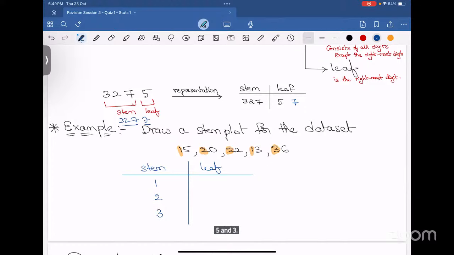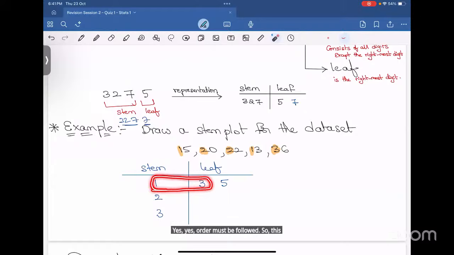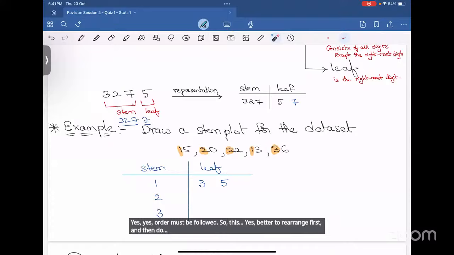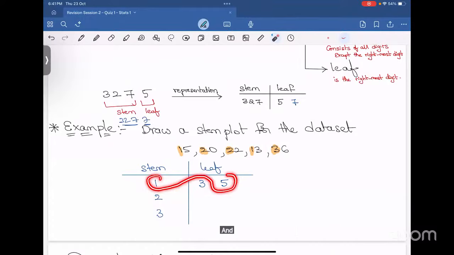So there is 15 and 13. So 3 and 5 are the leaves for the stem 1. So what we write is we will write them in order: 3, space, 5. Order must be followed, right? Yes, order must be followed. So better to rearrange first and then do. So this reads 13 and this reads 15.